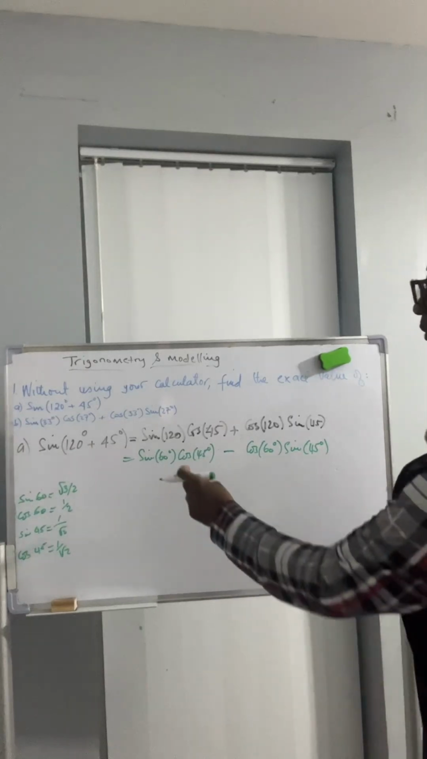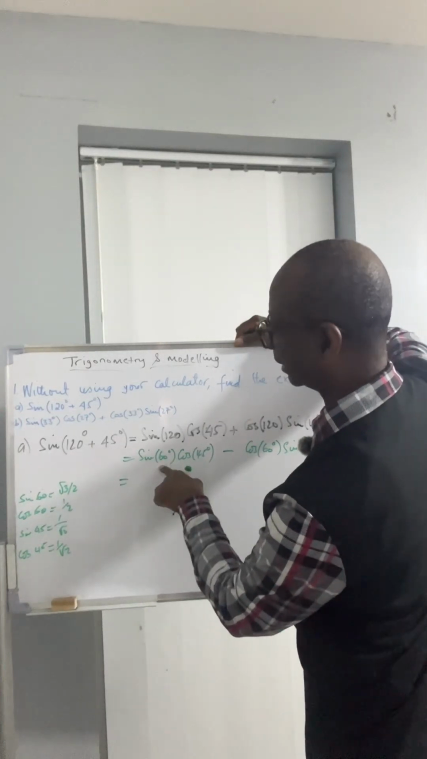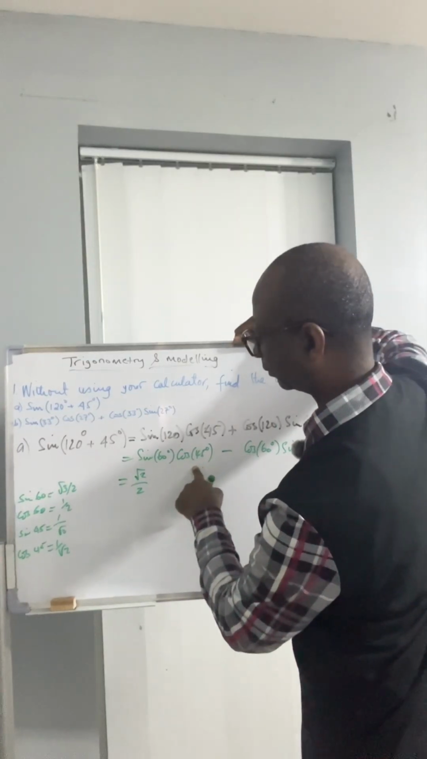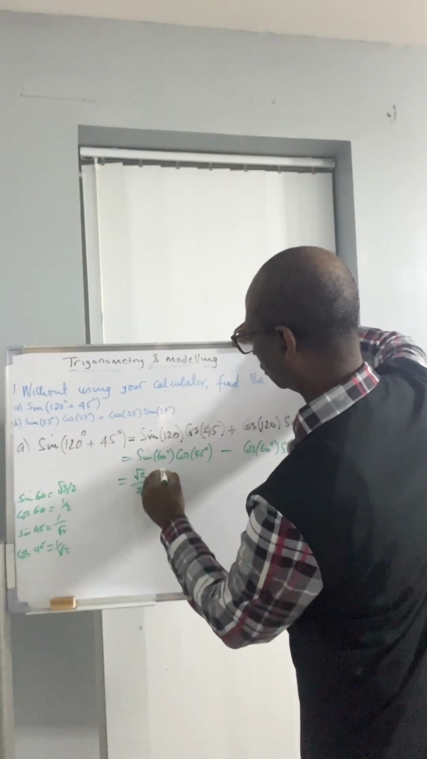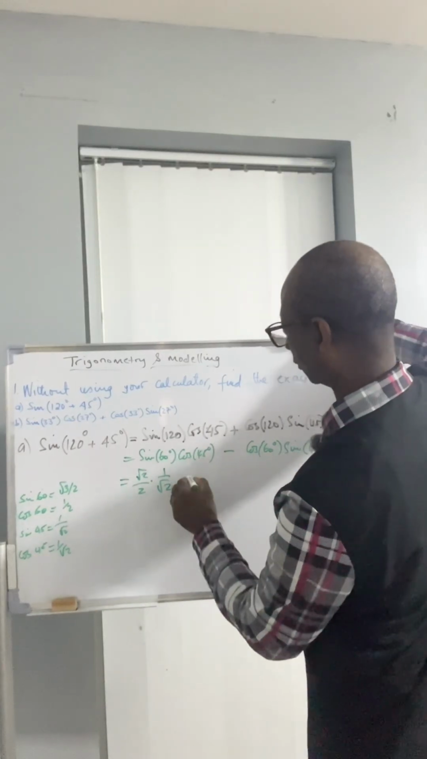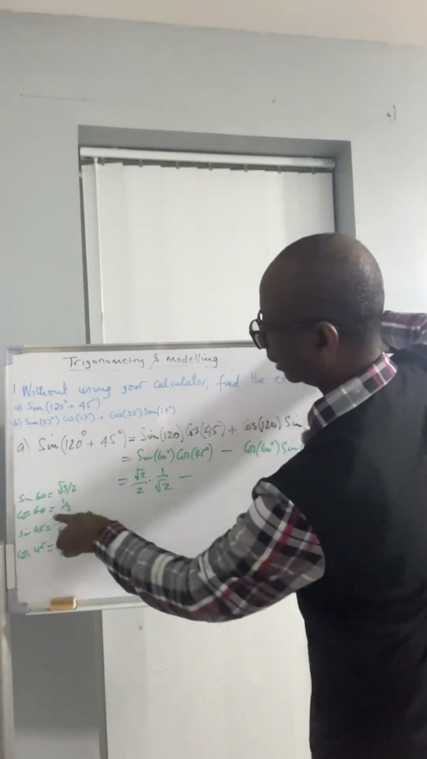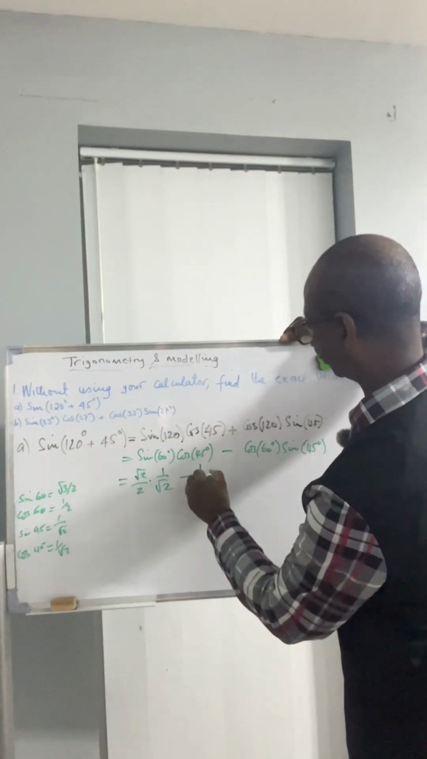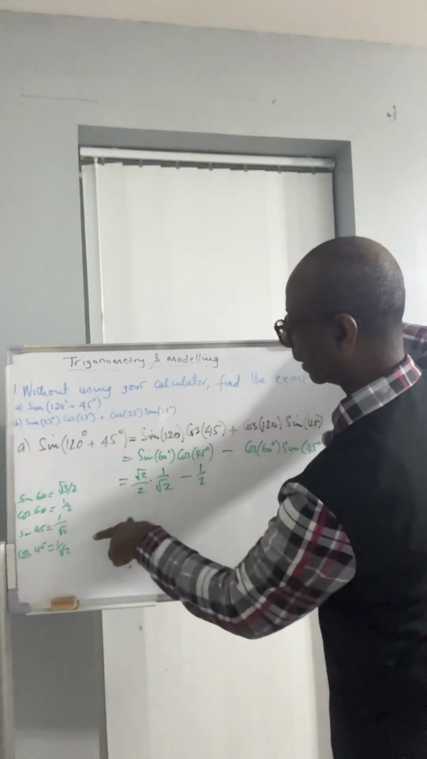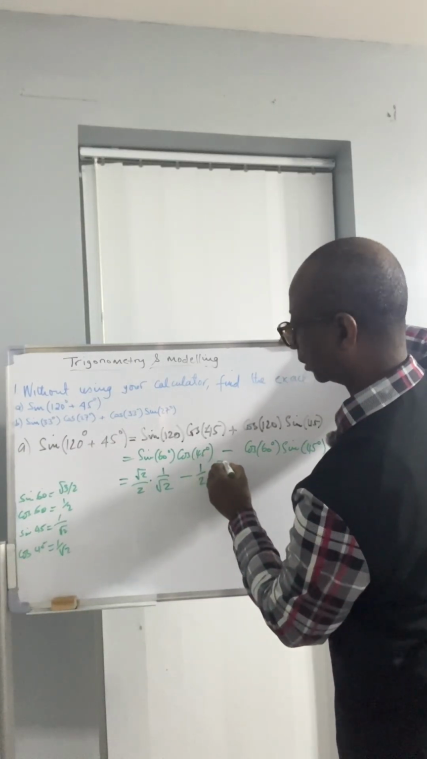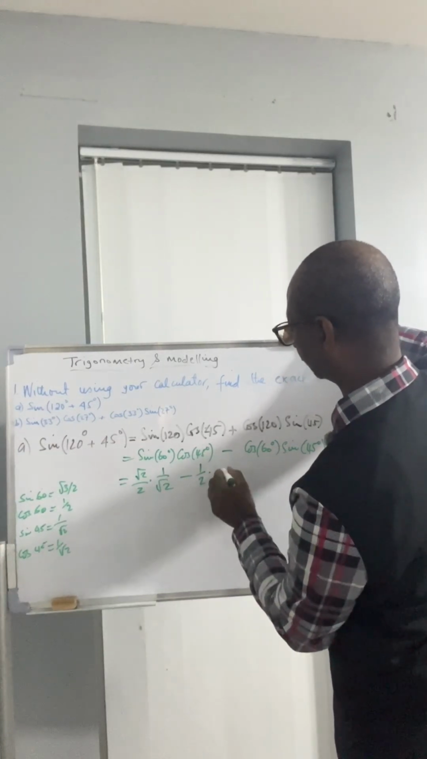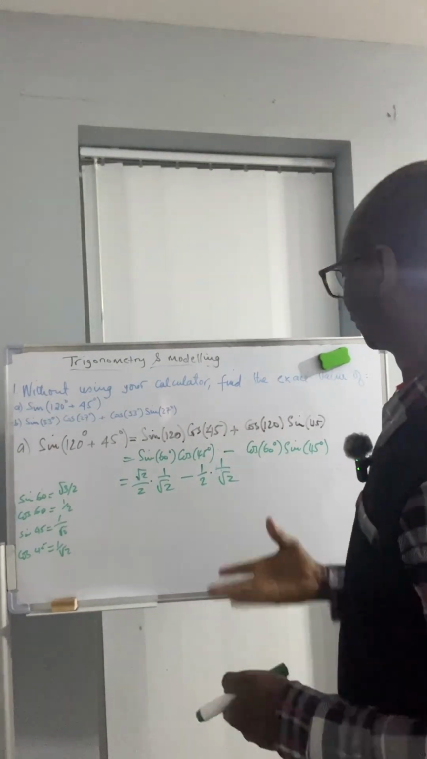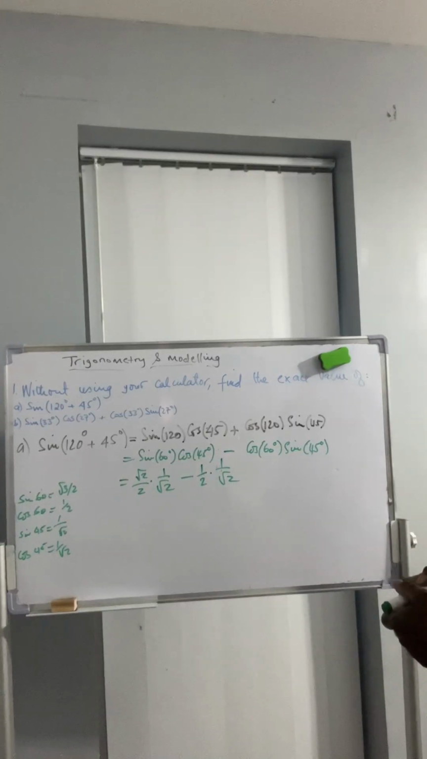So, what is sine 60 now in this case? We know sine 60 is root 3 all over 2. Cos 45 times 1 all over root 2, minus cos 60. Cos 60 is 1/2, sin 45. Sin 45 times 1 over root 2. So without using a calculator, we are finding the exact values.